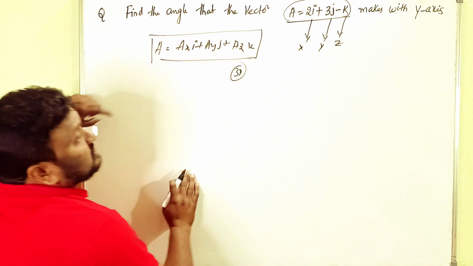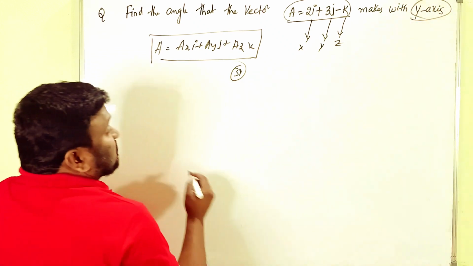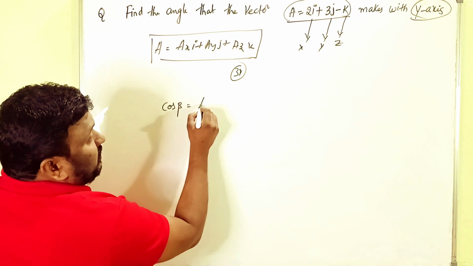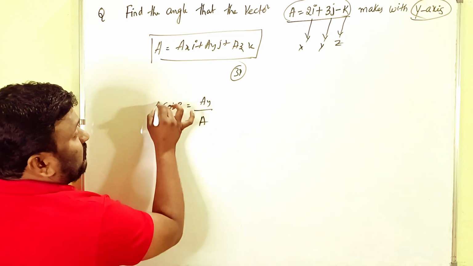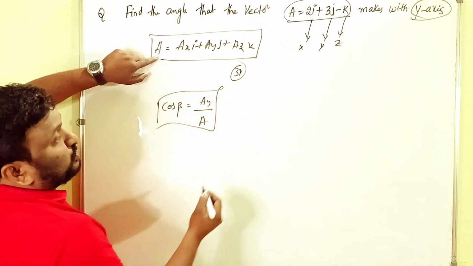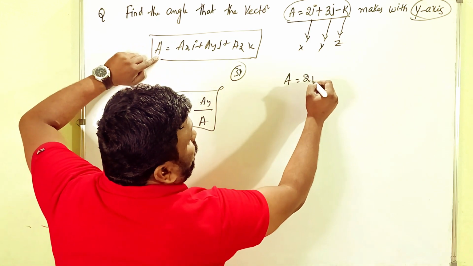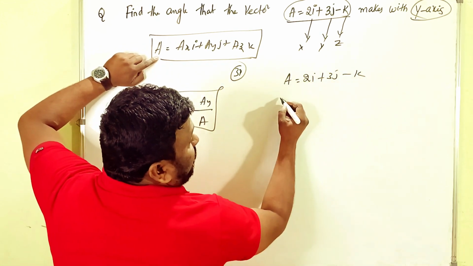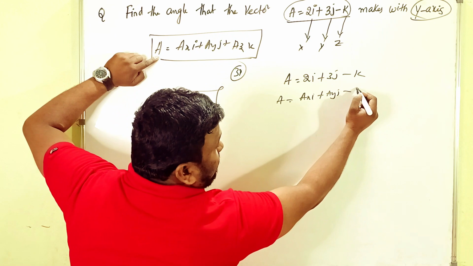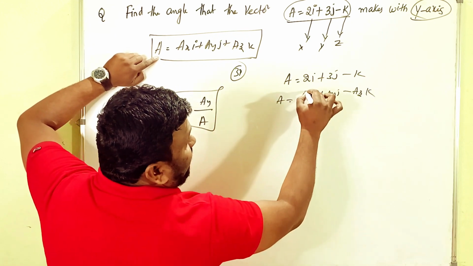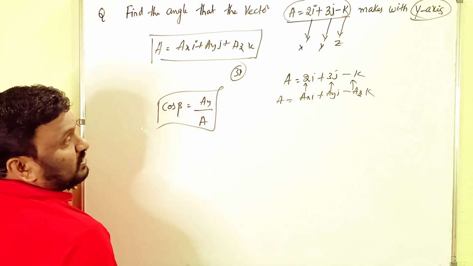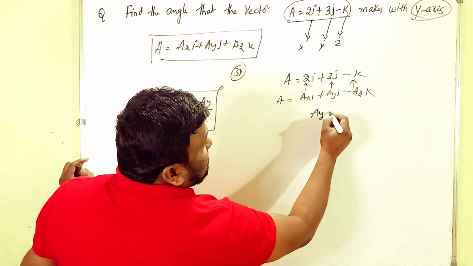In this case, he was asking about the y-axis. That's why you write the formula cos beta is equal to Ay by A. Clear? Cos beta is equal to Ay by A. So the given vector you have to take is A equals 2i plus 3j minus k. Now we can compare these two: Ax i, Ay j and Az k. Here Ax value is 2, Ay value is 3 and Az value is minus 1. So Ay is 3.